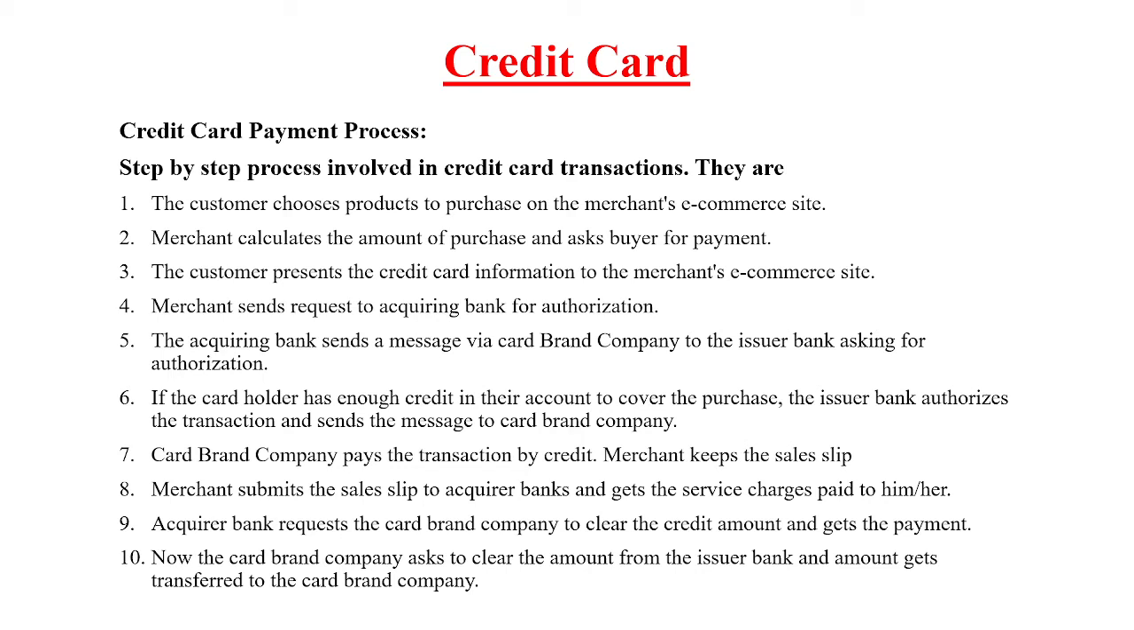In the next step, that is the eighth step, the merchant submits the sales slip to the acquirer bank and gets the service charges paid to him or her. Later, the acquirer bank requests the card brand company to clear the credit amount and gets the payment. Now, the card brand company asks to clear the amount from the issuer bank, that is the customer's bank, and the amount gets transferred to the card brand company. This is how the credit card payment process takes place.